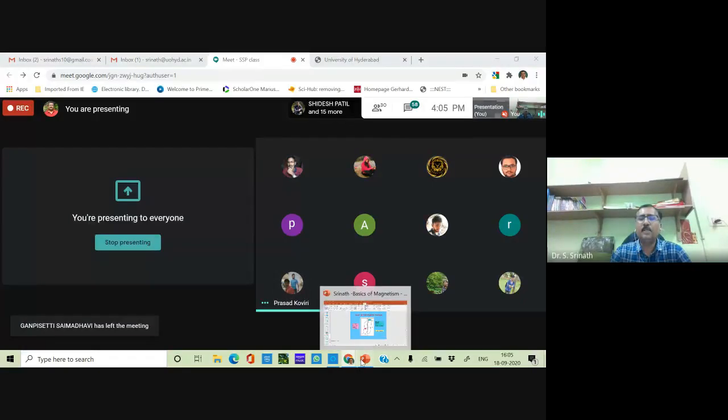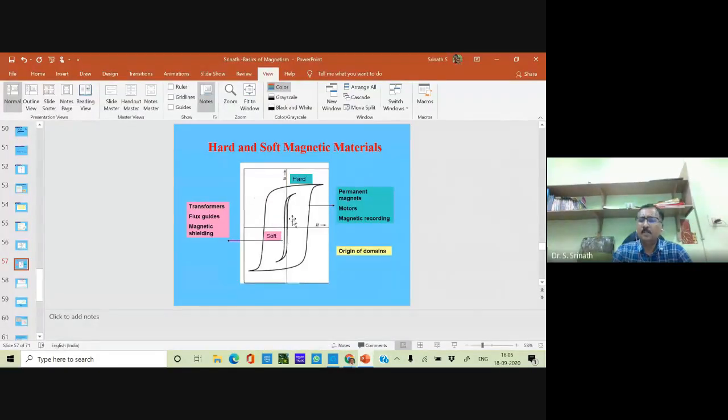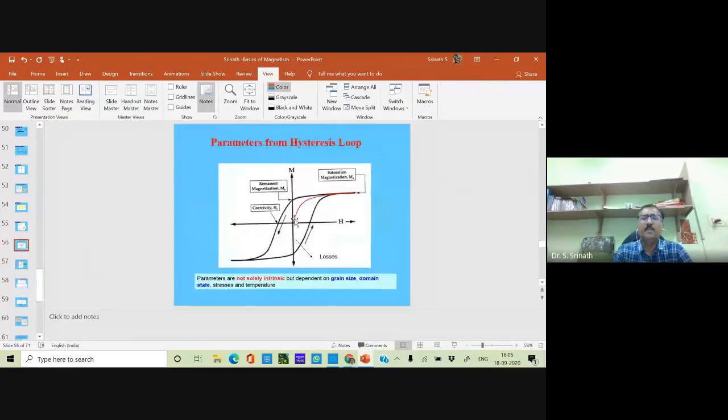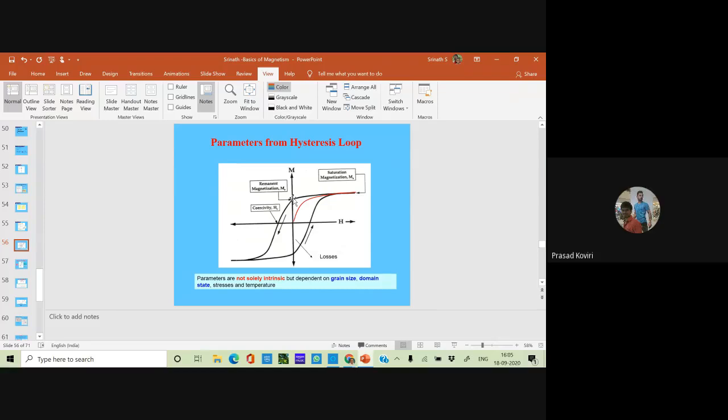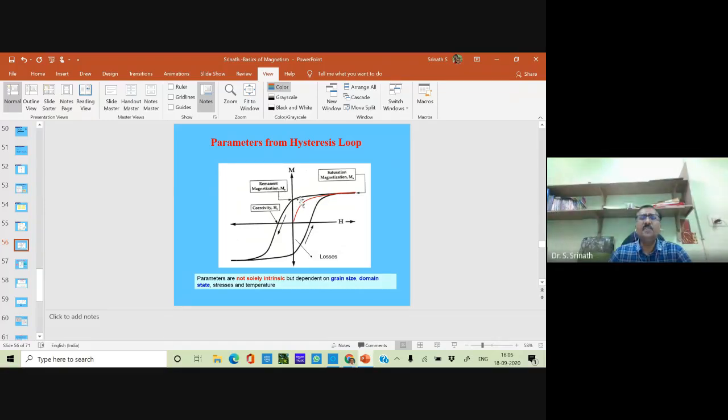Good question. Suppose I started from the origin, saturated it, and came back here. Now what is my field? It is 0, right? But remanent magnetization is there. Now I will not complete the loop. I will simply take the sample out of the magnetometer. What will the magnetization be? It will have this value, isn't it?